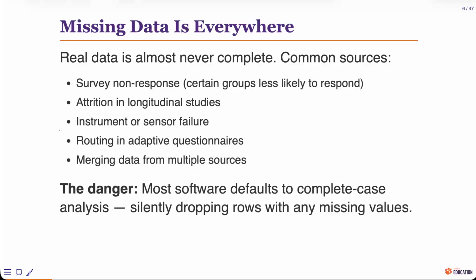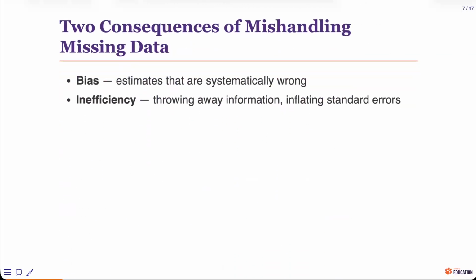The danger, though, is that most software defaults to complete case analysis, therefore dropping rows with any missing values quietly. And that is not a good situation to find yourself in. Now, there are two big consequences of mishandling missing data. The first is bias, and the second is inefficiency. Stop me if you've heard this before. If you do something wrong, the numbers you get may be wrong systematically. That's bias. Or you might inflate or change your standard error. And remember, parameter estimate divided by standard error is commonly used as a Wald test for determining statistical significance. So if either of these are wrong, you can imagine what happens to your hypothesis tests and your significance tests as well, too.